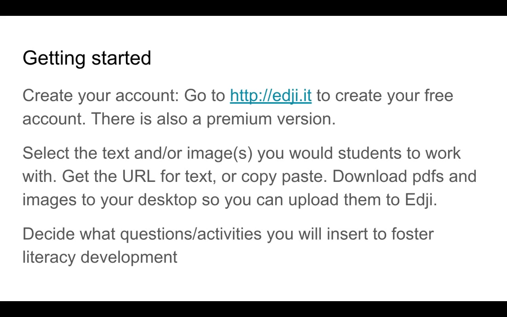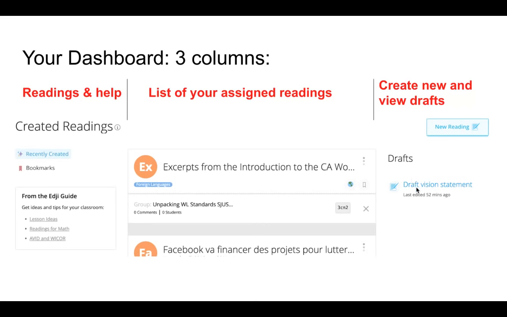As I mentioned earlier, your dashboard has these three columns. Your help is on the left. The readings you've already assigned to groups are in the middle, and then creating new readings as well as viewing any drafts you have occurs on the right-hand side.